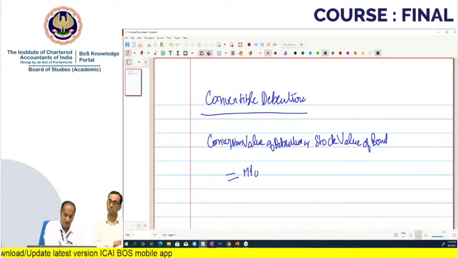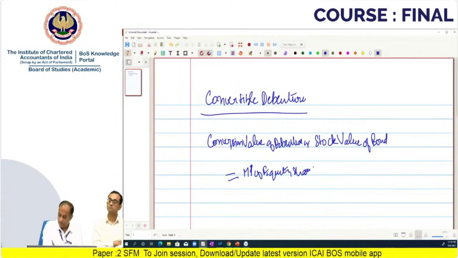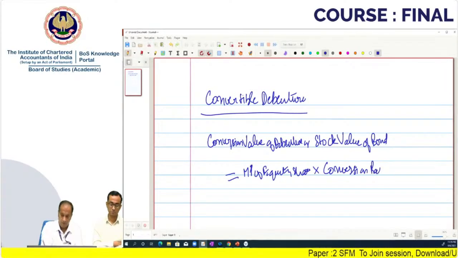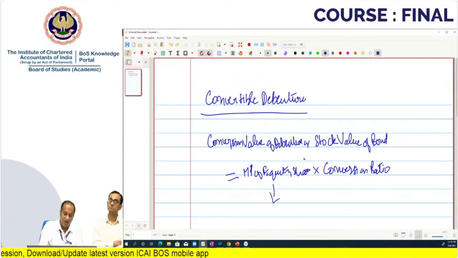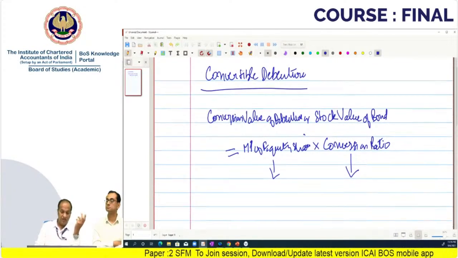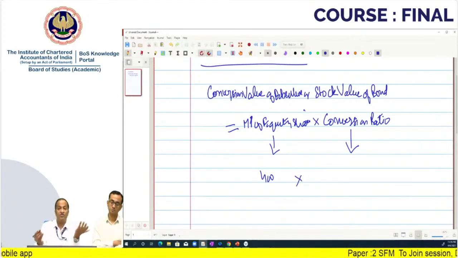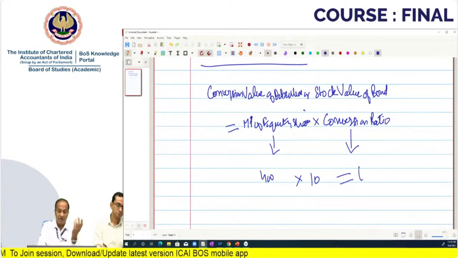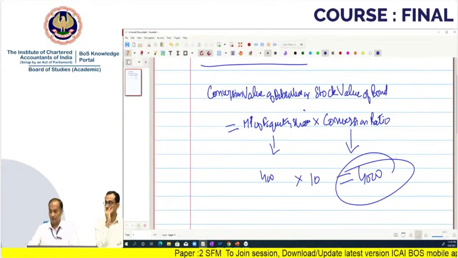It is the market price of the equity share into the conversion ratio, meaning per share. What is the conversion ratio? Say a share is currently trading at 400 and the debenture gives me the right to get it converted into 10 shares. Of course, the value of this debenture from the market point of view will be 4,000 rupees.